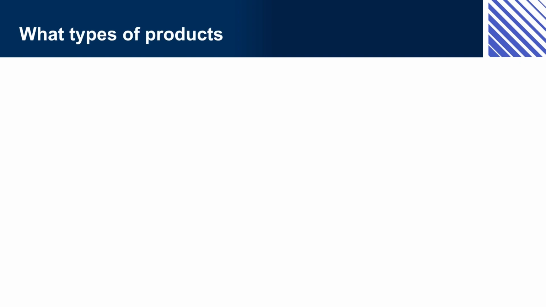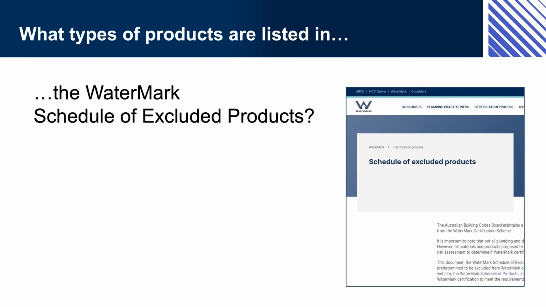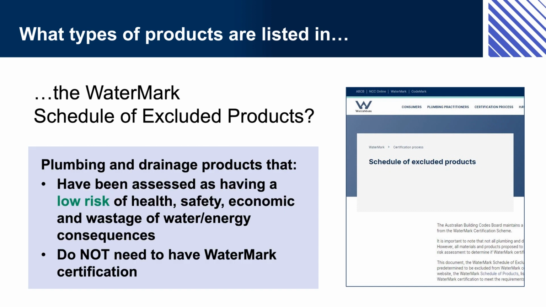What types of products are listed in the WaterMark Schedule of Excluded Products? Plumbing and drainage products that have been assessed as having a low risk of health, safety, economic and wastage of water, energy consequences. They do not need to have WaterMark certification. Remember, if a product doesn't need WaterMark certification, it doesn't mean that it doesn't have to meet any standards at all. Such products still have to be fit for purpose under the PCA and show appropriate evidence of suitability in line with Part A5 of the NCC governing requirements.